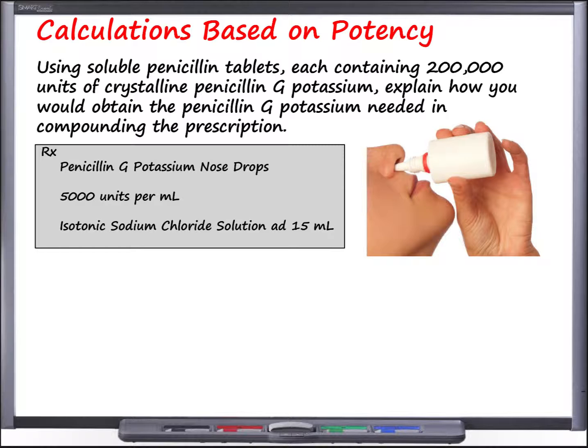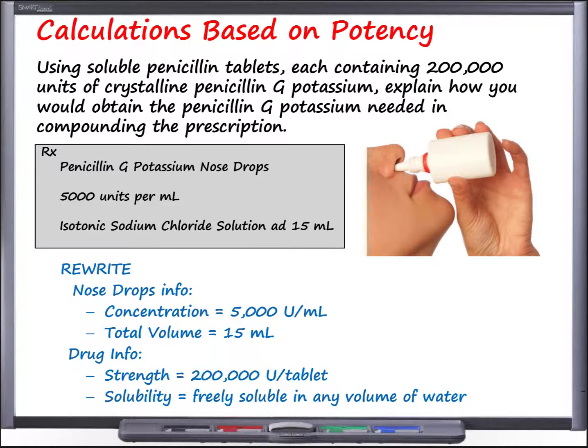So let's rewrite the information that we need to know to answer this question. What do we know? The product we want to make is penicillin G nose drops that has a concentration of 5,000 units per mil and a total volume of 15 milliliters. Boom. That's what we're going to make. To make that, what do we know about the drug? This is important. We know we only have available tablets, and these tablets have 200,000 units per tablet.